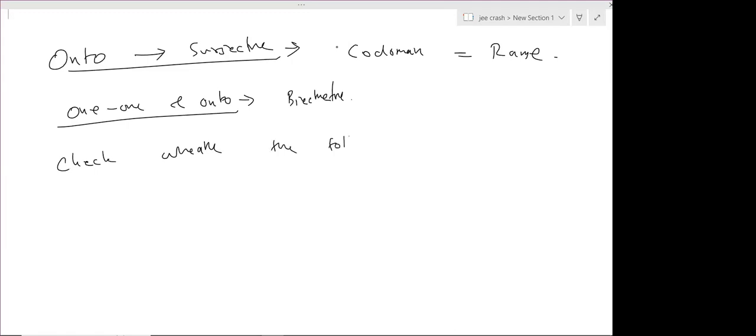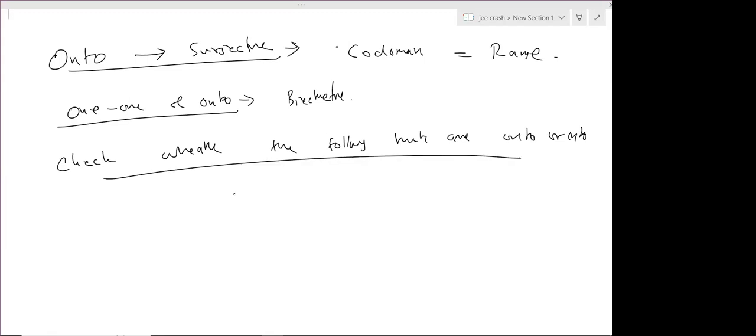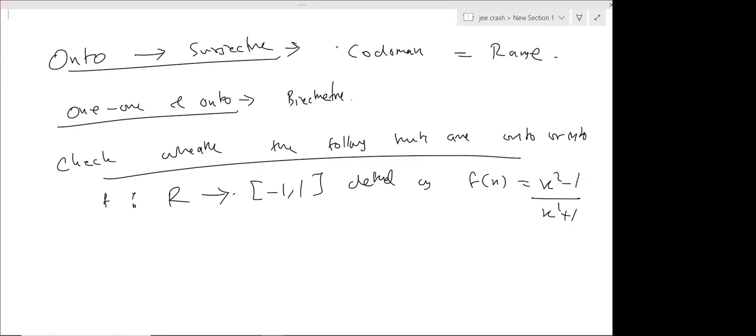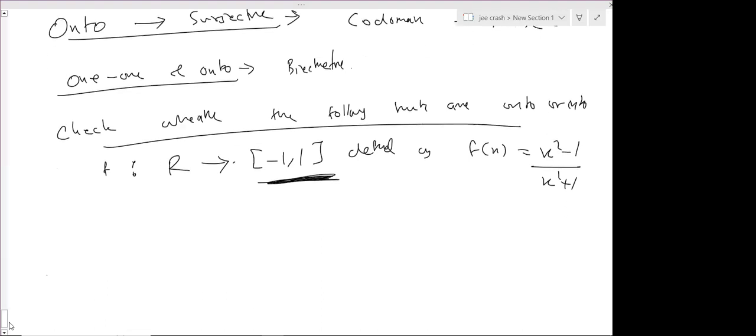Check whether the following functions are onto or into. f is given from R to -1 to 1, defined as f of x equals x square minus 1 upon x square plus 1. Alright, what is the codomain? Codomain is this. So all that is left for us to do is find the range.